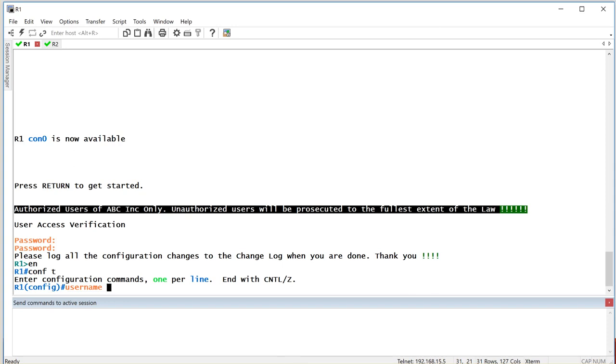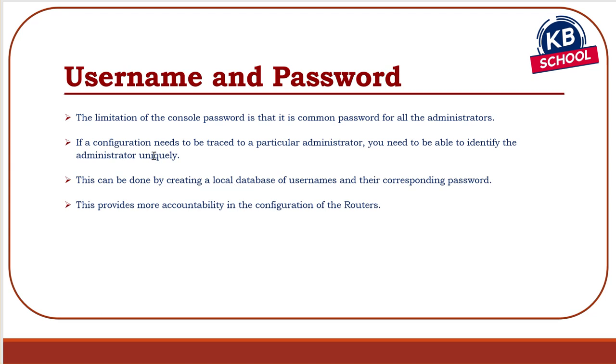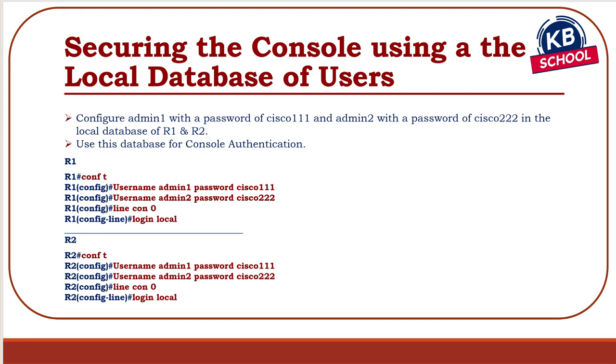Let's take a look at the lab and do it based on the lab. So the console configuration based on the normal password is done. And this is where I talked about the limitation of using a common password. I will not be able to identify the administrator uniquely. So in order to get around that, I'll create a local accounts database. And that's what I'm doing over here. Based on the lab, they want you to create a username called admin1 with a password of Cisco111. So when admin1 logs in, his password is Cisco111. And I'll create a different username called admin2 with a password of Cisco222. So I'll have 2 administrators for my console, and I want the console to use a login database, the local login database. So how do I go about doing it?